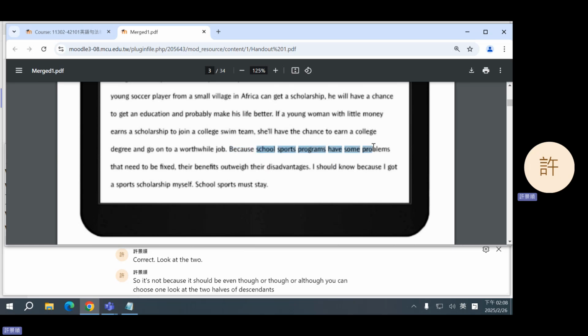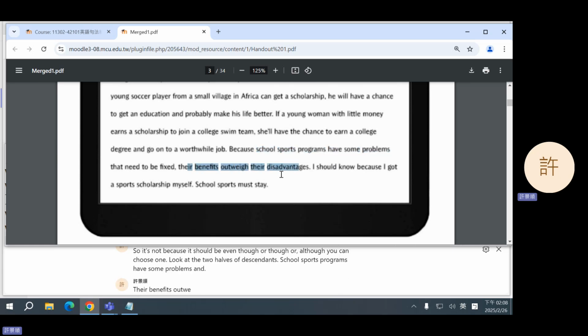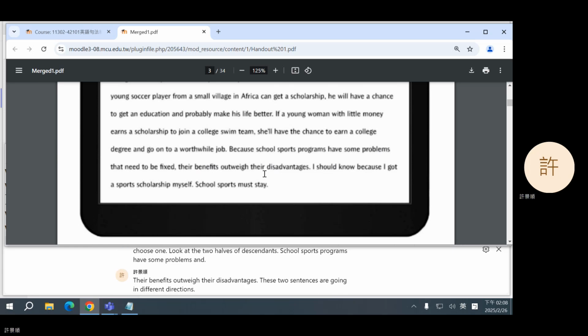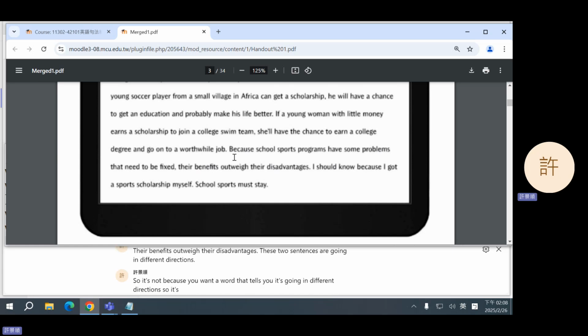School sports programs have some problems, and their benefits outweigh their disadvantages. These two sentences are going in different directions. So it's not because. You want a word that tells you it's going in different directions. So it's though, although, or even though.